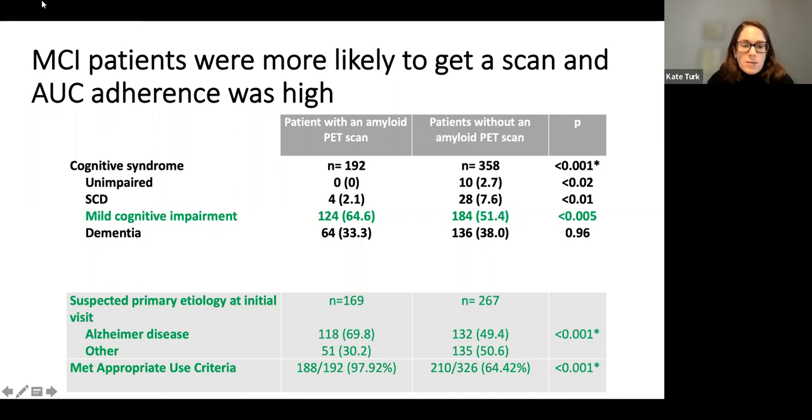We also found that the suspected primary etiology at the initial visit was Alzheimer's disease, and was more likely to be Alzheimer's disease in those who ended up having an amyloid PET scan, which makes sense as well. We also calculated the appropriate use criteria for those patients who ended up not having an amyloid PET scan. So it's a little hard to think about, but one way of thinking about it is what percentage of these patients would have qualified for an amyloid PET scan if their clinicians wanted to order one. So that was actually pretty high. 64% of patients without an amyloid PET scan could have met criteria.